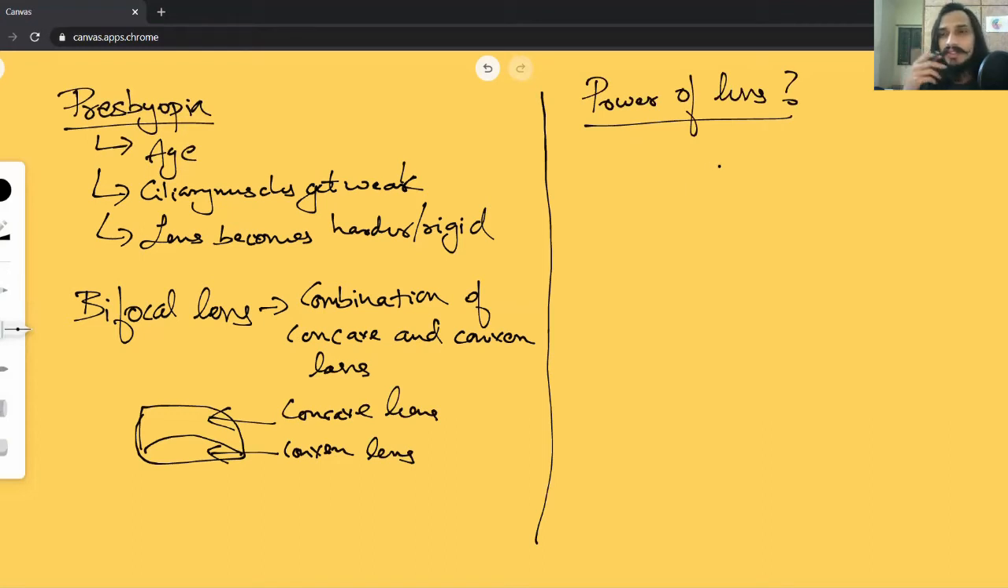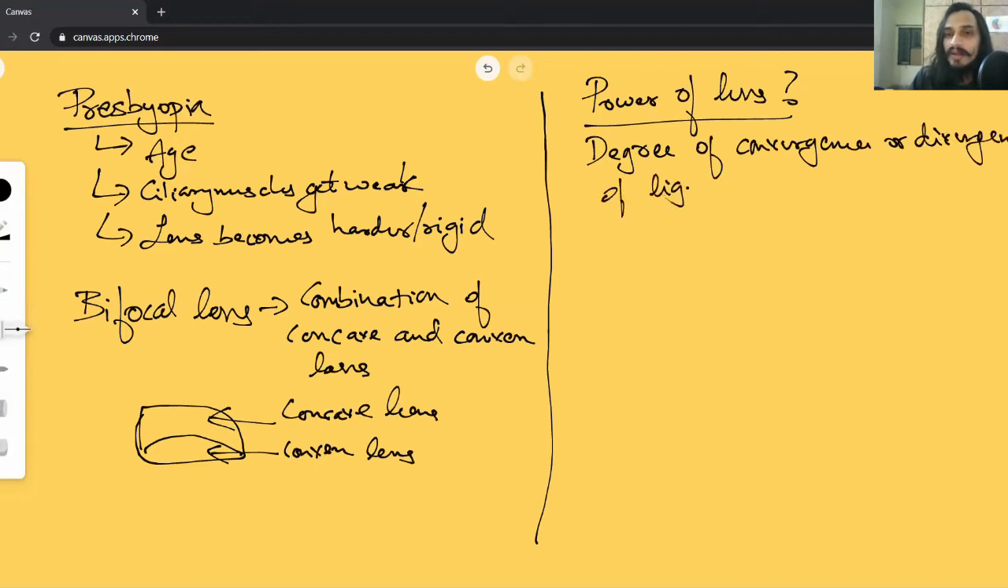So if I have to talk about power in lenses, it is basically about how strong the lens is in terms of bending the light. We know there are two types of lenses, both converging and diverging. So I can simply say power of lens is nothing but degree of convergence or divergence of light. If it diverges light a lot, it's a very strong concave lens. If it does it less, its power is not that high. You say convergence or divergence because convergence counts for convex lenses and divergence for concave lenses. So that is the power of a lens.